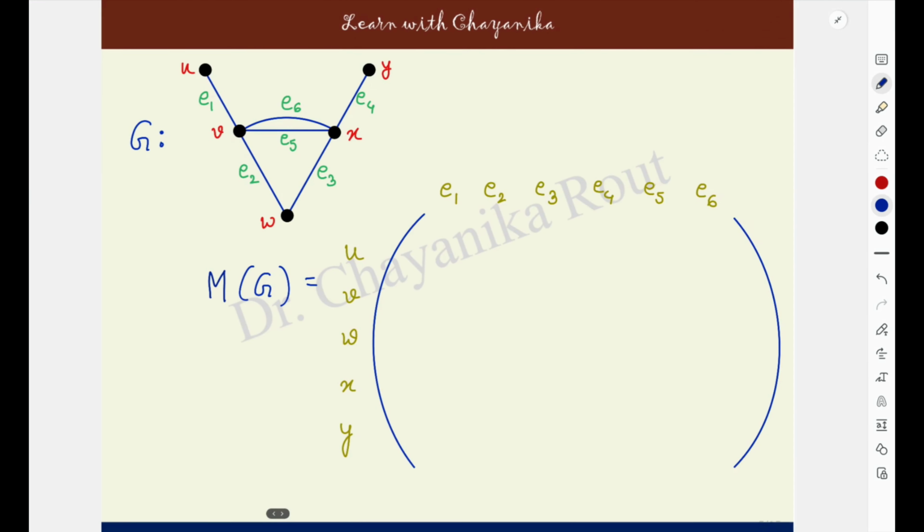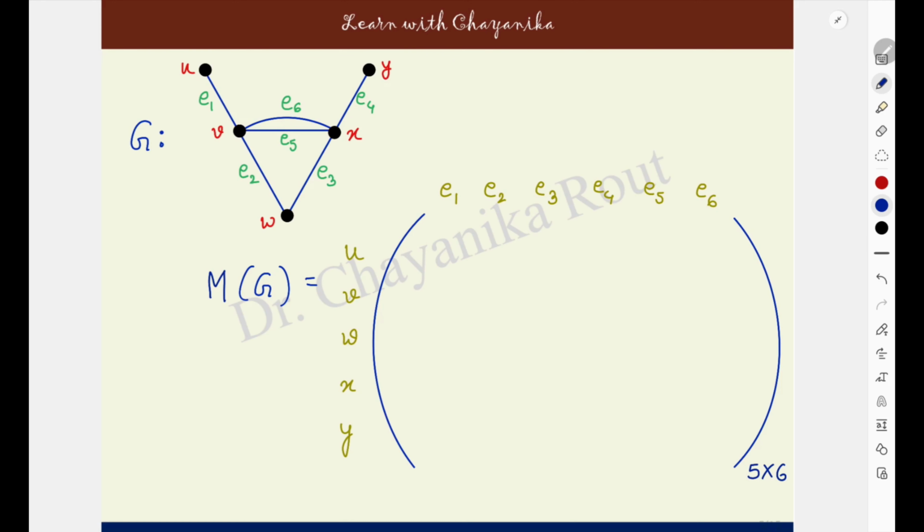Now let us find out the incidence matrix. As the graph has 5 vertices and 6 edges, the incidence matrix is going to be a 5 cross 6 matrix, where the rows will be labelled by the names of the vertices and the columns will be labelled by the names of the edges. Now let us fill the entries. We will fill this matrix column by column.